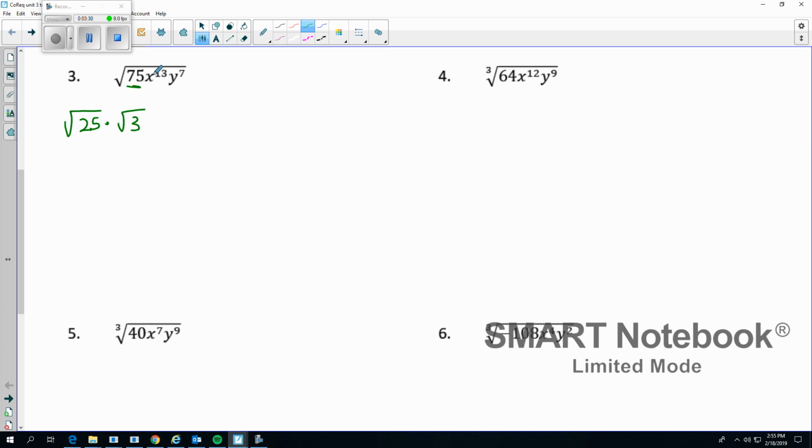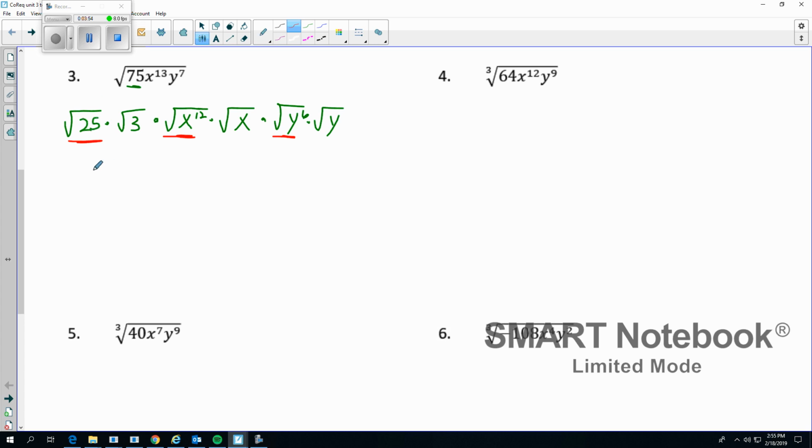So kind of like the last one, I have x to the 13th. That's not a perfect square, but what I can do is break it up into x to the 12th times the square root of x. So I just kind of siphoned one of those off. I'll do the same thing with the y's. I'll write this as y to the 6th, and then times the square root of y. So I just kind of broke one off. Once again, I'll go ahead and underline my perfect squares. So there's my perfect squares.